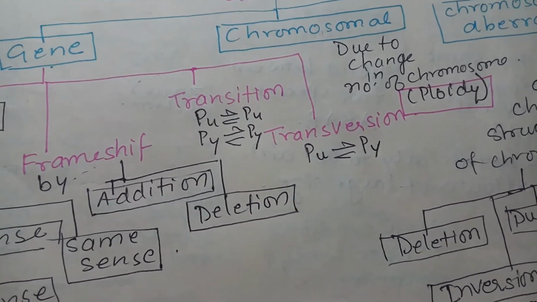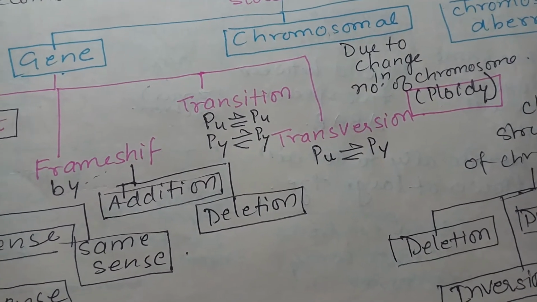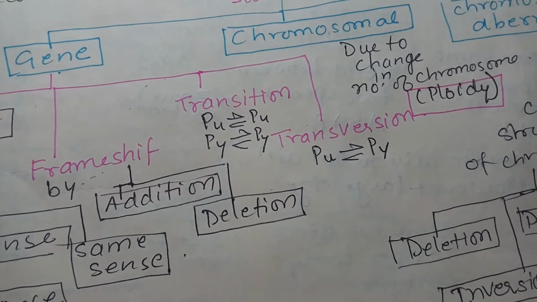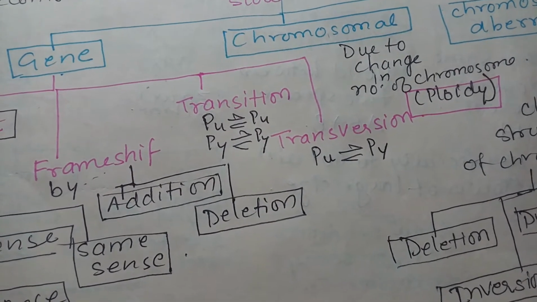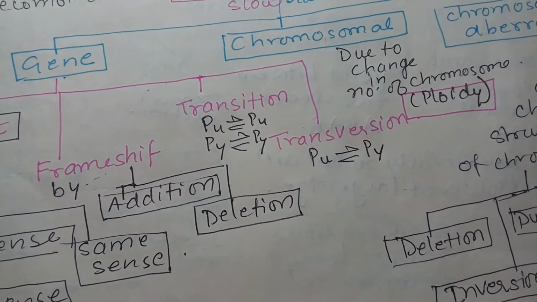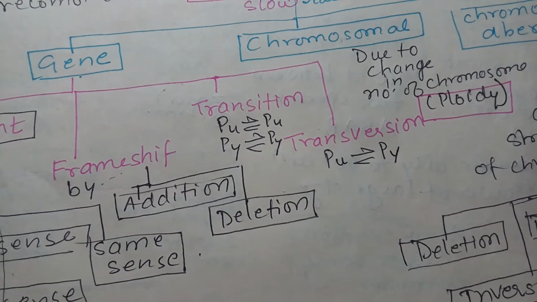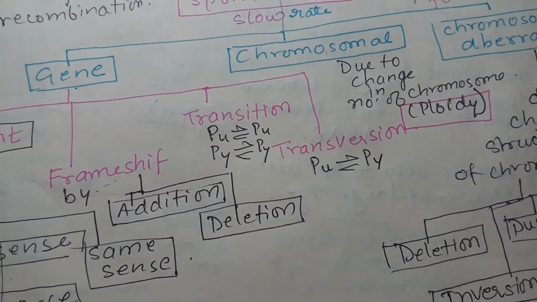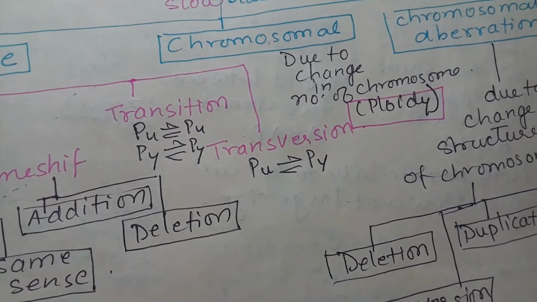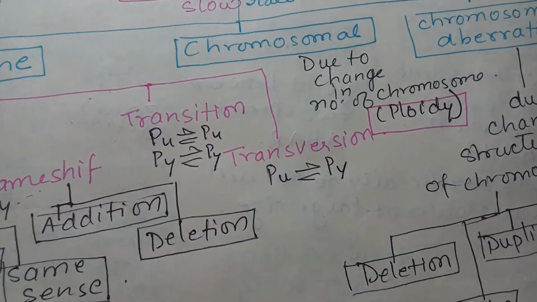Transition mutation is where a purine is replaced by a purine and a pyrimidine is replaced by a pyrimidine. You know that purines and pyrimidines are the nitrogenous bases present in DNA, and adenine and guanine are called purines, whereas cytosine and thymine are called pyrimidines. So transversion is where a purine is replaced by a pyrimidine or a pyrimidine is replaced by a purine.